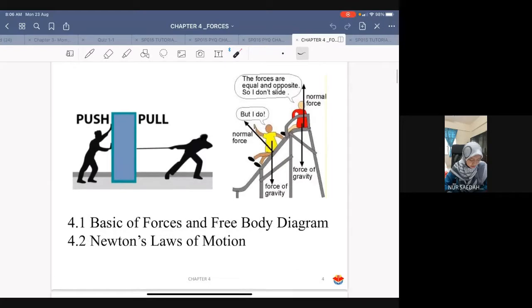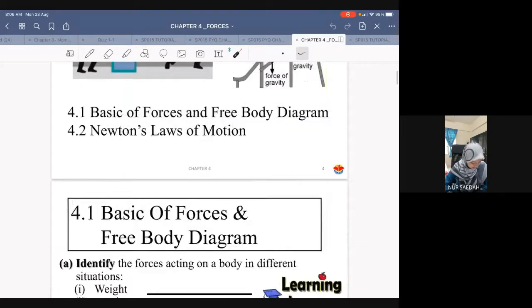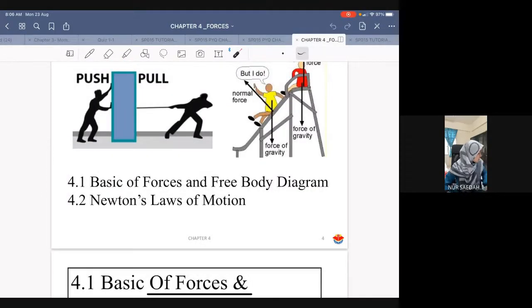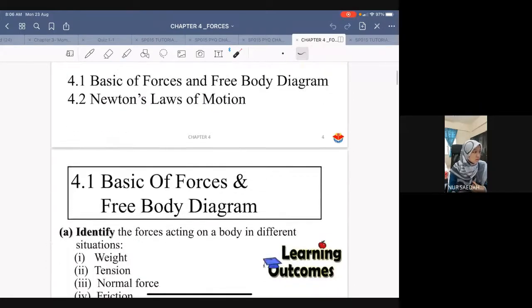Okay, so this one, I think there are two subtopics kot rasanya, betul tak? Untuk chapter 4. Sekejap ya. Betul lah. There are only 2 subtopics in chapter 4, tapi tak adalah sedikit sangat sebenarnya. Banyak juga benda yang kita belajar dalam chapter 4 ni, but still we will finish this chapter 4 within this week only. Okay, 1 week only for chapter 4.